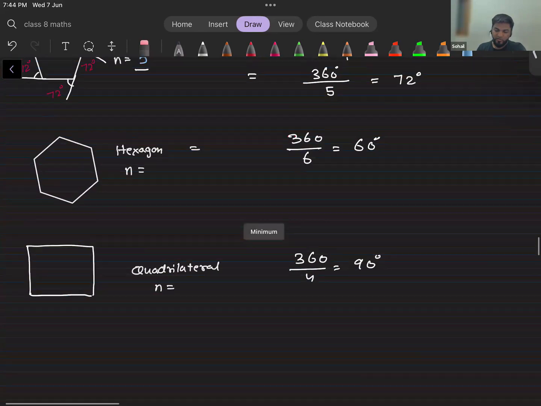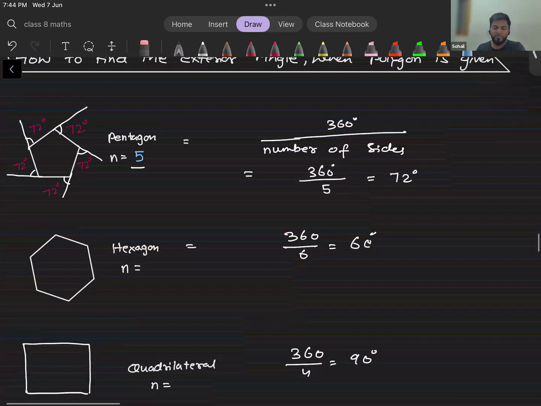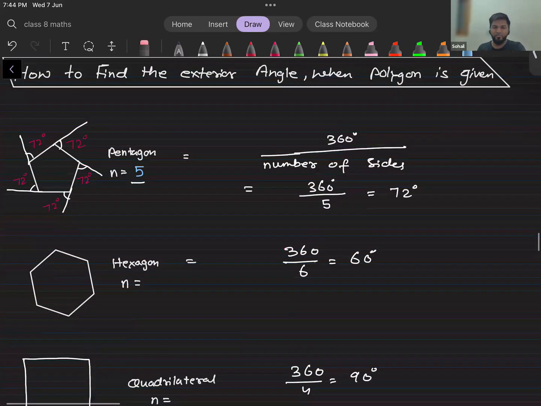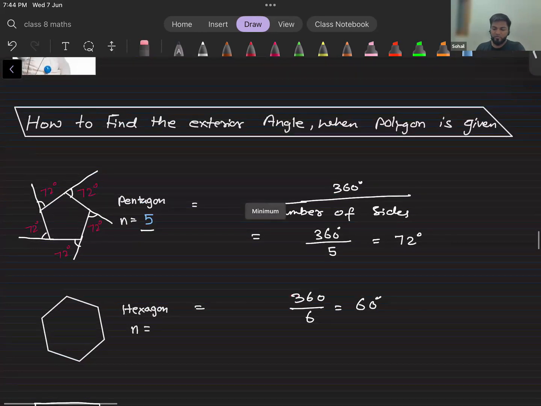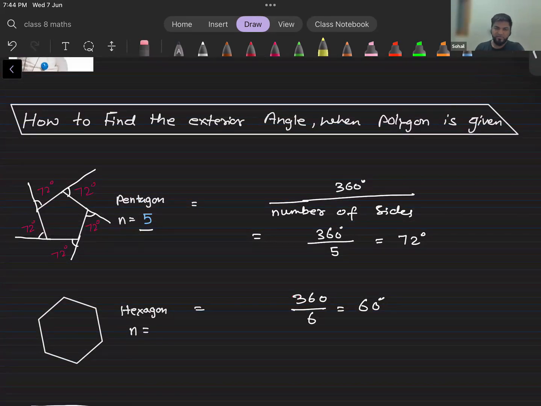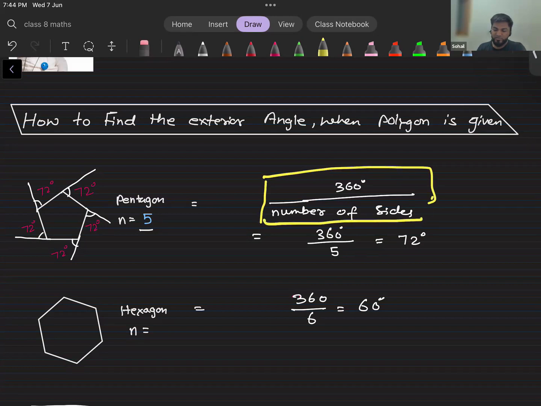Okay, I think you are already familiar with how to find the exterior angle when a polygon is given. Yes, sir. Okay, so let me quickly revise it for you so that you also catch what we are discussing. If you're provided with a polygon and you are required to find its exterior angle, the formula required is 360 degree upon the number of sides. You simply divide 360 degree by the number of sides, and you get the exterior angle of that regular polygon.